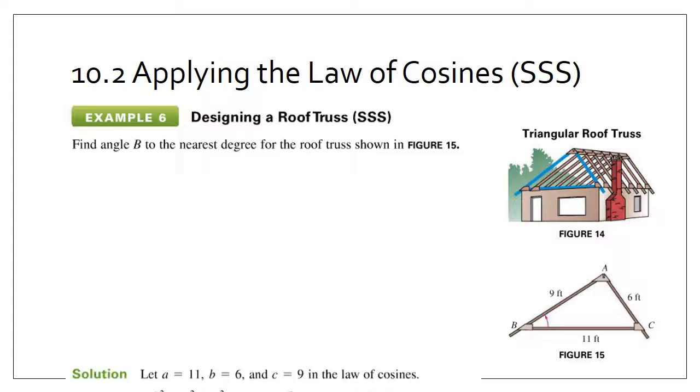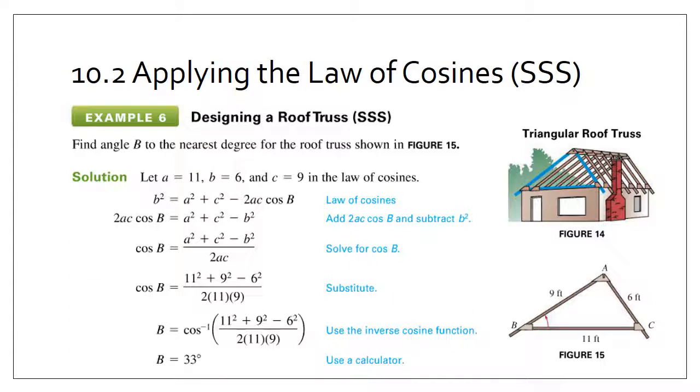So solve for angle B. You see we fit all the numbers in and get cosine of B by itself. Actually, what they did was they solved the formula for cosine of B and then put the numbers in, which you are perfectly welcome to do. And when you take the inverse cosine, you get 33 degrees.